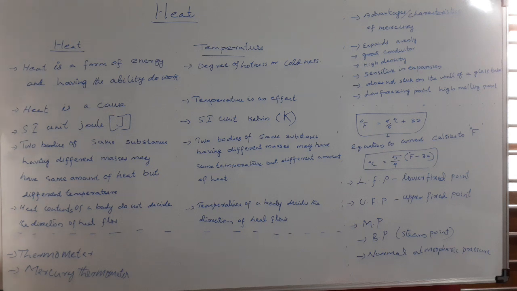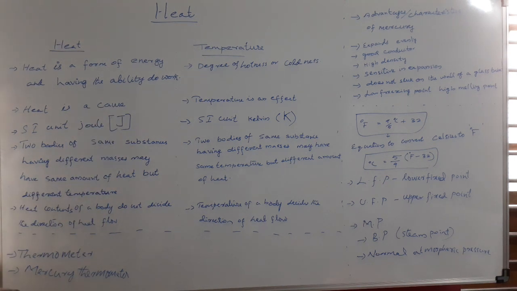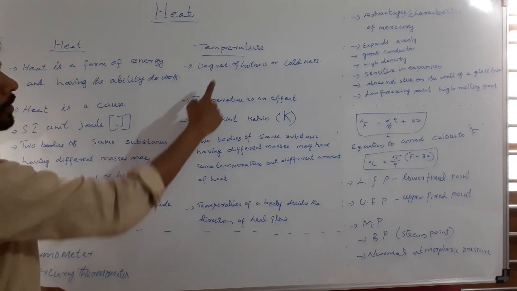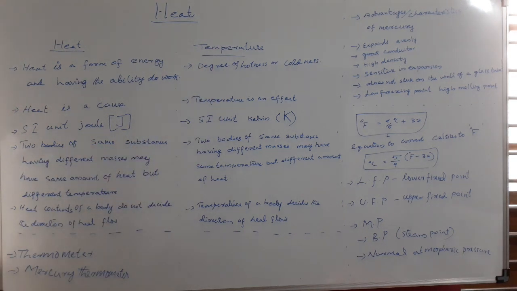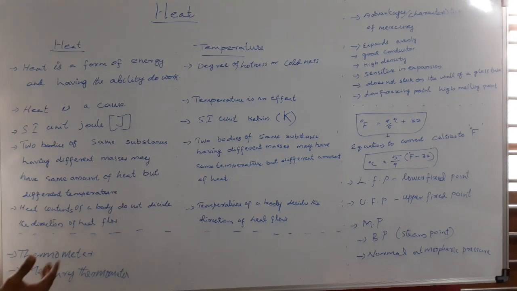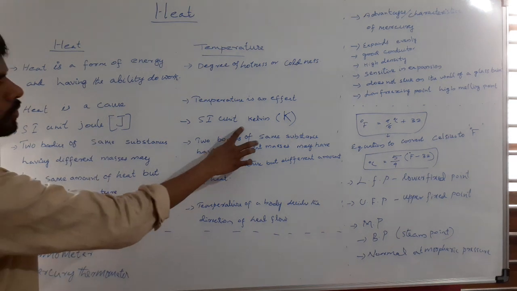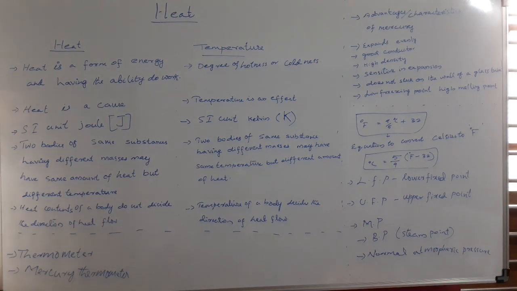Heat is a form of energy having the ability to do work. So any form of energy having the capacity to do work, whereas temperature is the degree of hotness or coldness. Heat is a cause, whereas temperature is an effect. So these are the points we have already discussed. The SI unit of heat is joule, and the SI unit of temperature is Kelvin.